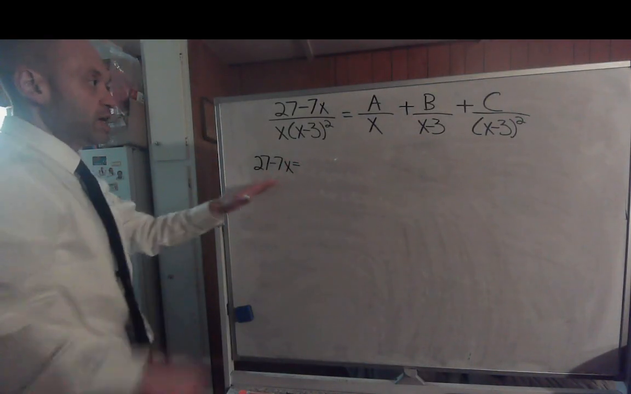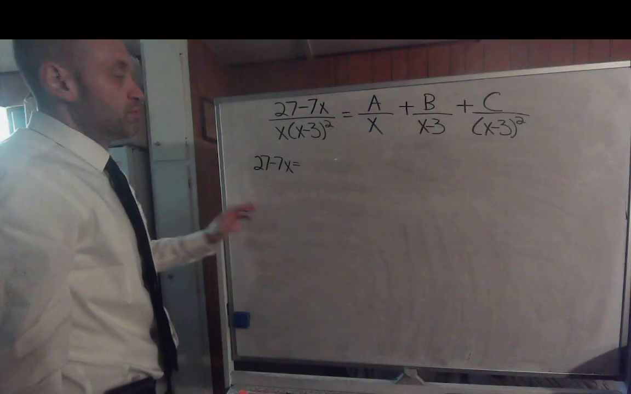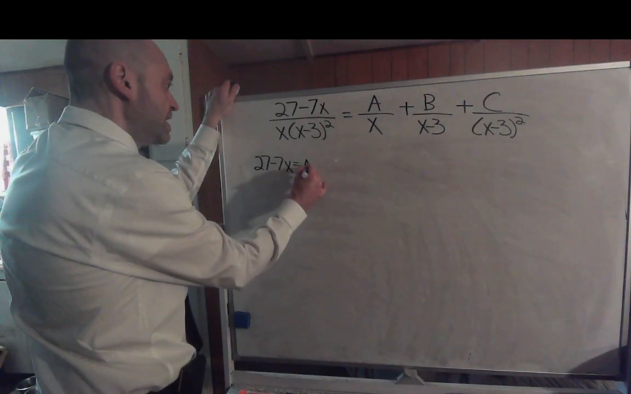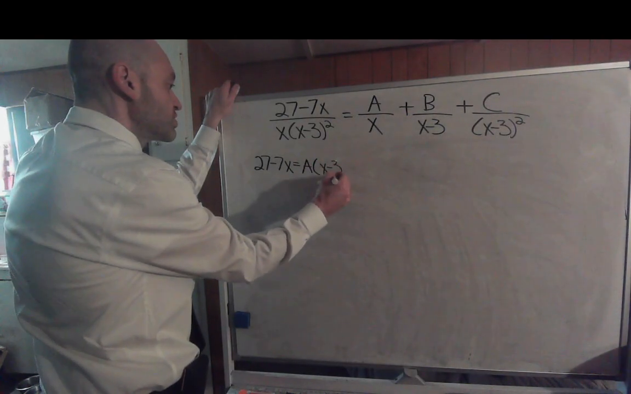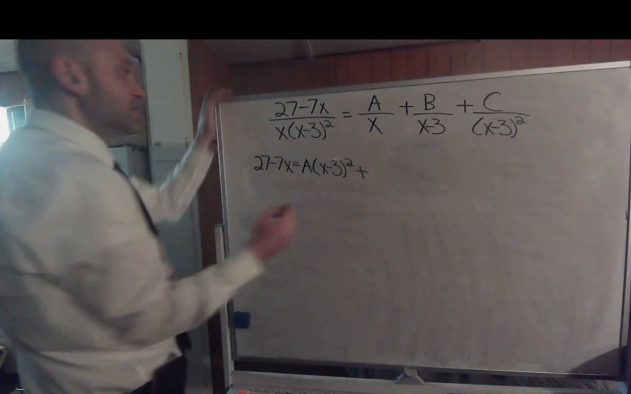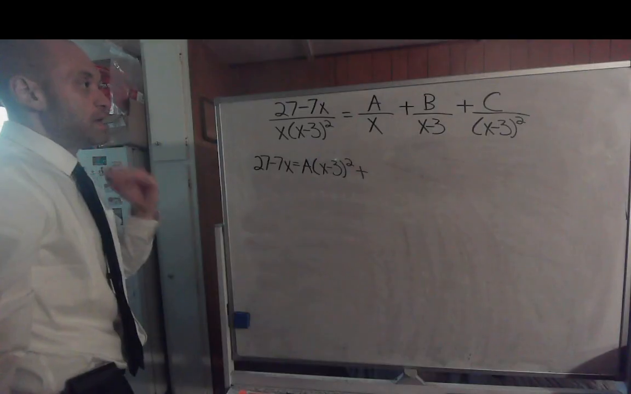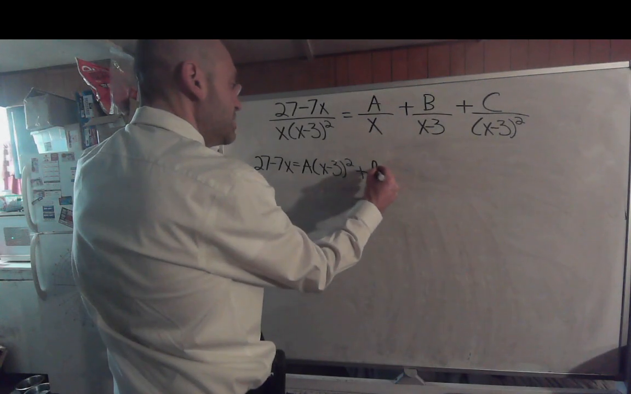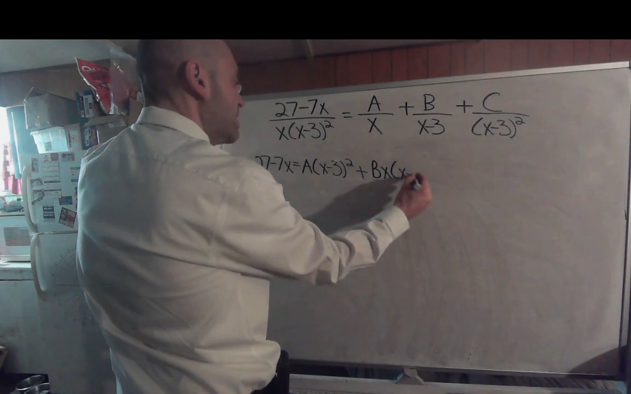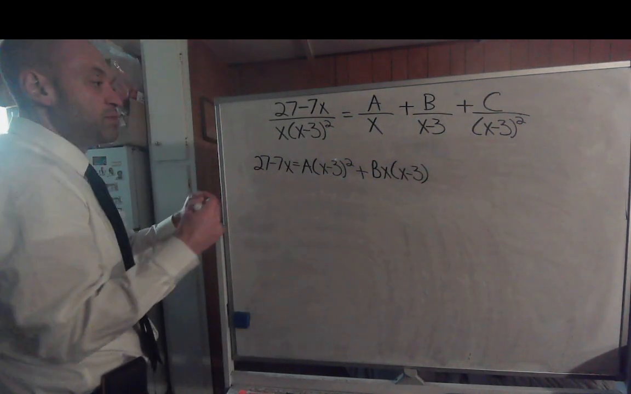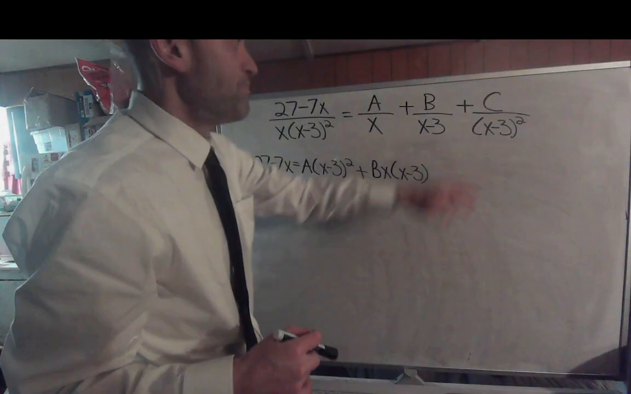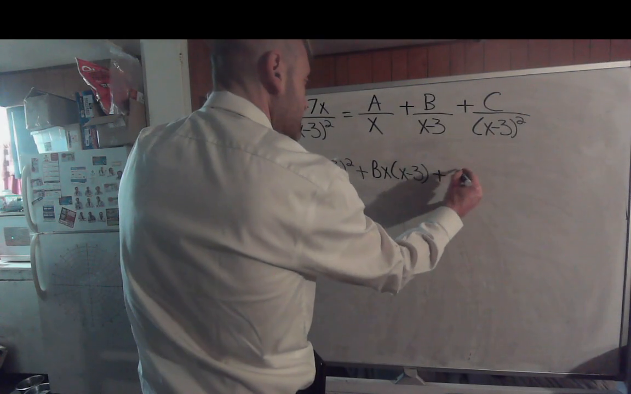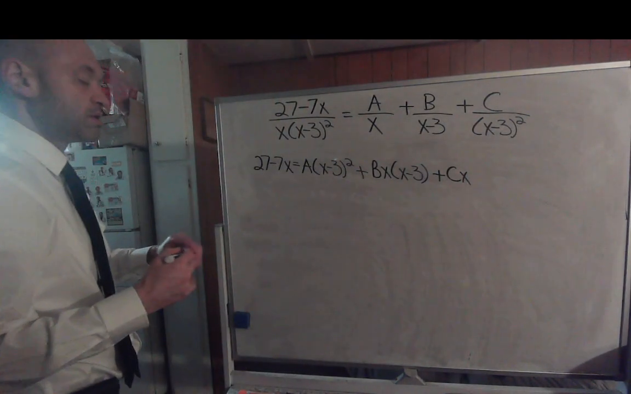Now, let's go to the right-hand side. If you multiply the first term by the common denominator, you would just end up getting A times x minus 3 squared. Plus, now you have the second term. If you multiply by the common denominator, you would end up getting Bx times a single x minus 3. Then you multiply the third term by the least common denominator, you would just get plus Cx. That's how that's going to work.